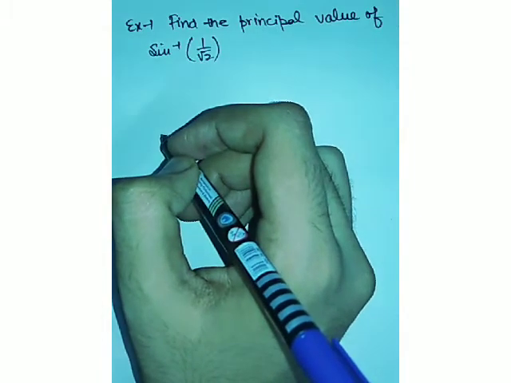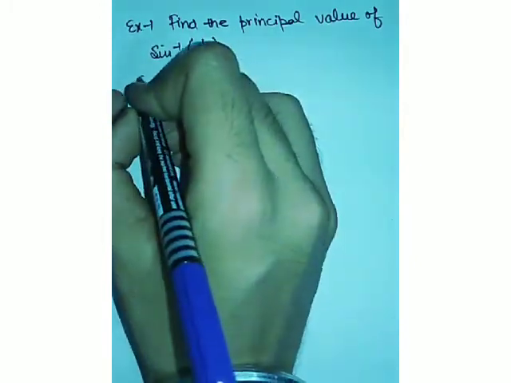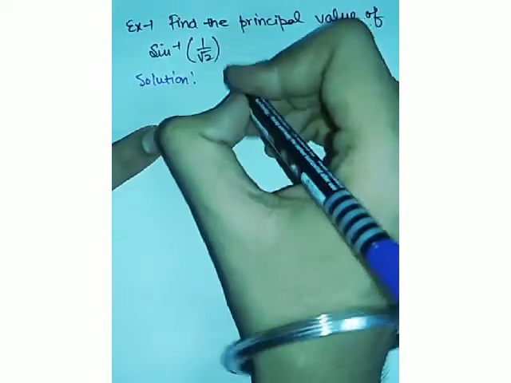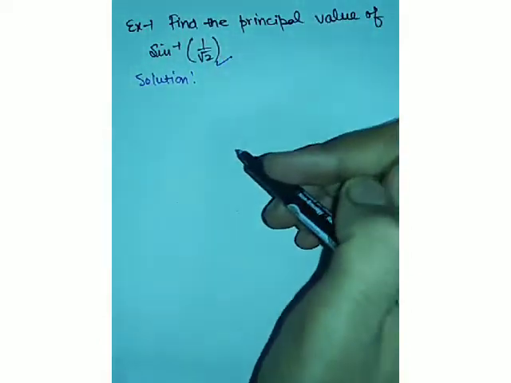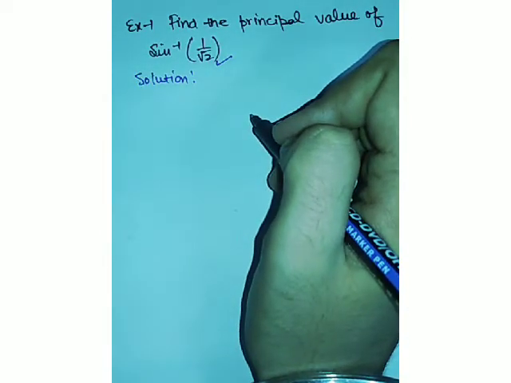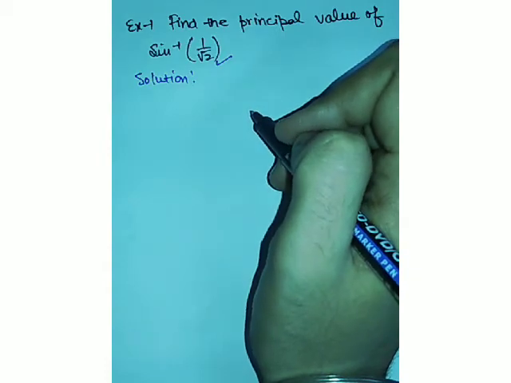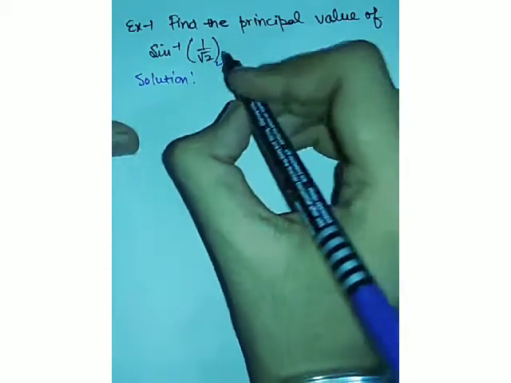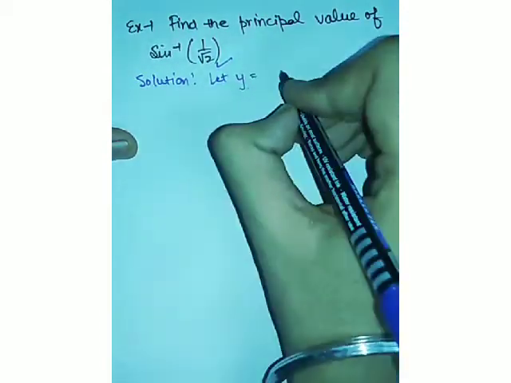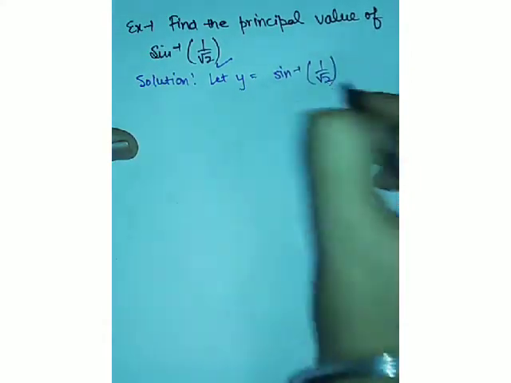This is very first example of our first exercise of inverse trigonometric functions. In this we have to find the principal value of sine inverse 1 by under root 2. We'll be going step by step to solve these kind of sums, because there are only two examples, so we have to make the concepts clear in order to attempt more and more sums correctly. Firstly, let y is equals to the given function, that is sine inverse 1 by under root 2.